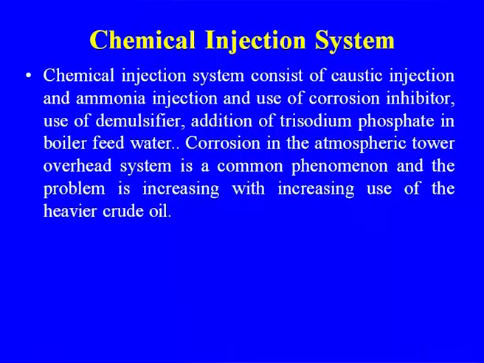The chemical injection system consists of caustic injection and ammonia injection, and we are also using a corrosion inhibitor, a demulsifier, and addition of trisodium phosphate, especially in the case of boiler feed water. Corrosion in the atmospheric tower overhead system is a common phenomenon, as I told you, because the crude oil is becoming more and more sour, and the problem is increasing with the increasing use of heavier crude.